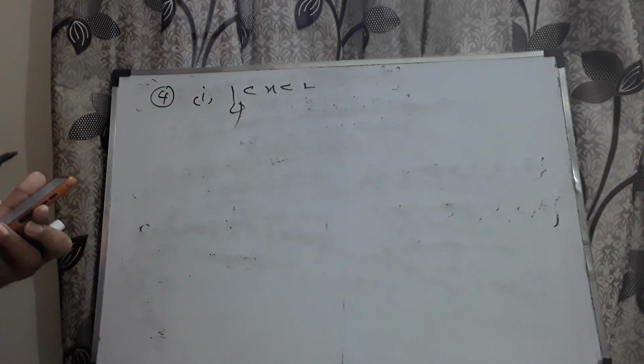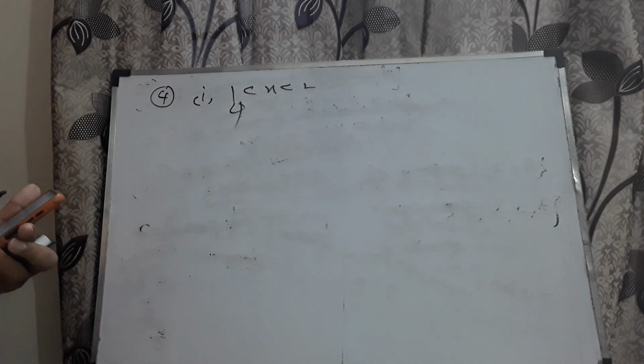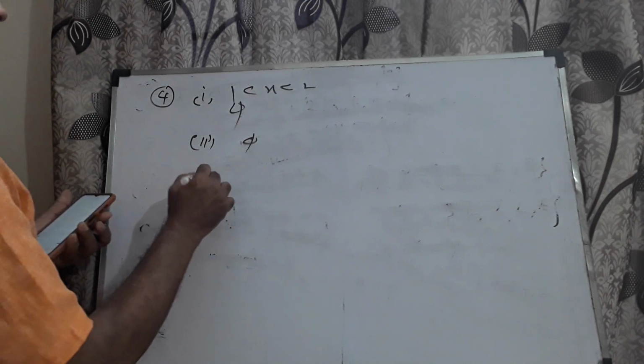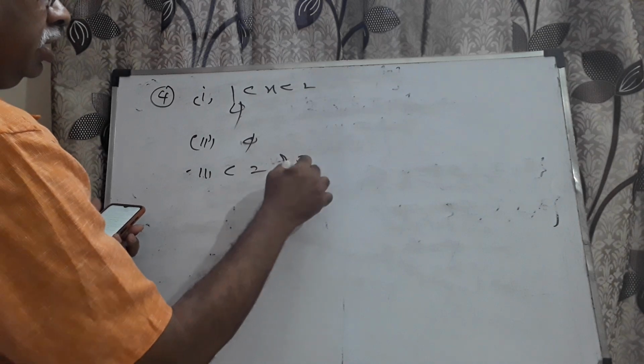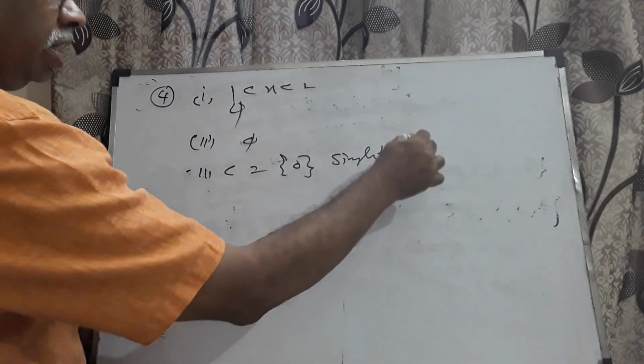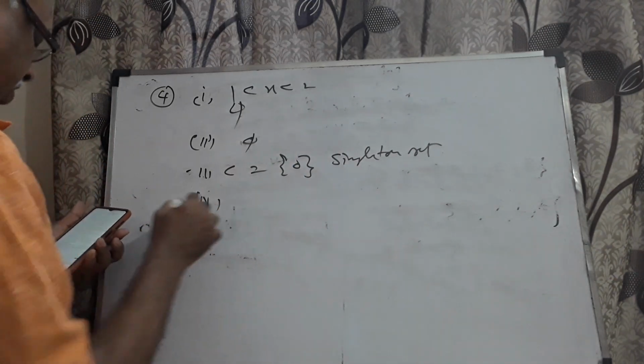Then secondly, the set of all even natural numbers which are not divisible by 2, which is an empty set again. Every even natural number will definitely be divisible by 2. Therefore, it's a null set. Then third one, C is the set containing 0. It is a set containing one element. Therefore, it is a singleton set.